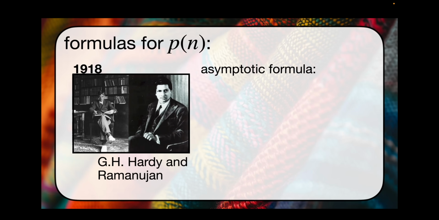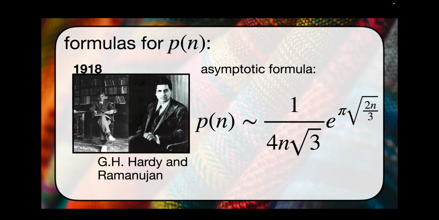It's really hard to pin down a formula for the number of partitions of an integer n. So an early formula that looked at this was from 1918, and it's due to Hardy and Ramanujan. And it gives you an asymptotic behavior of this partition function P of n. And what this is saying is that this grows similar to the function 1 over 4 times n times the square root of 3 times e to the pi times the square root of 2n over 3. So as you can see, this is a really complicated asymptotic formula.